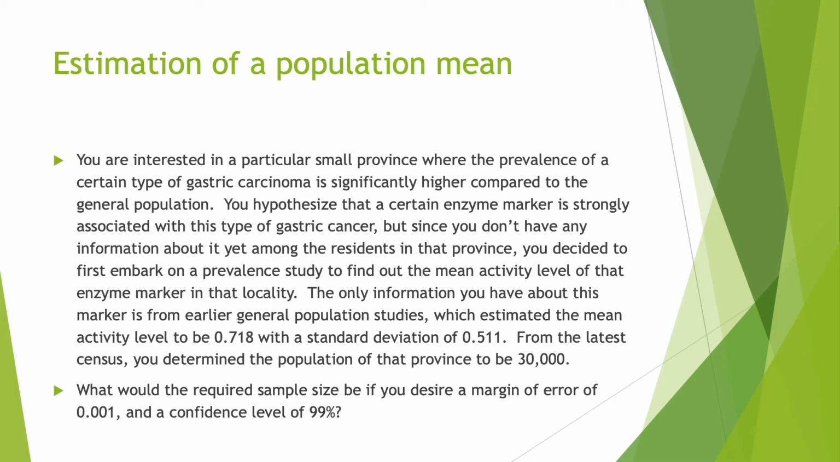Now, from prior literature, the population mean was noted to be 0.718 with a standard deviation of 0.511. The desired margin of error is 0.001 and the desired confidence level is 99%. Since the researcher has no information whatsoever about the mean enzyme marker activity of the population of interest, it is possible that his study could reveal a mean value that could be higher or lower than the population mean of 0.718. Thus, this is two-tailed. Additionally, we have information about the size of the population of interest.